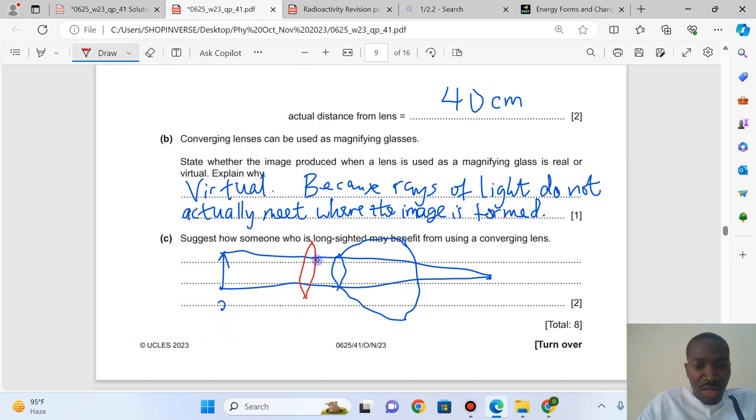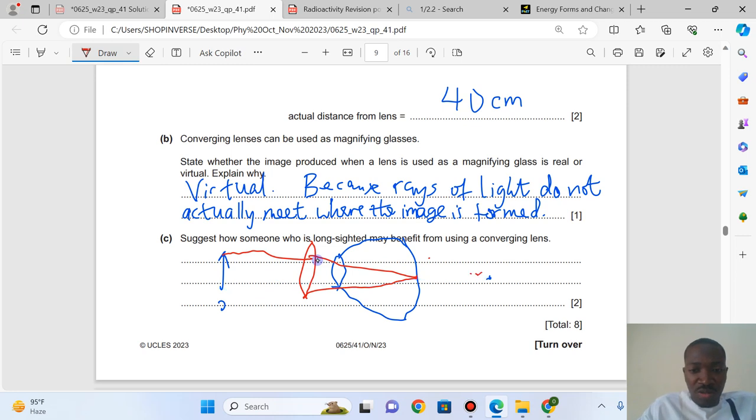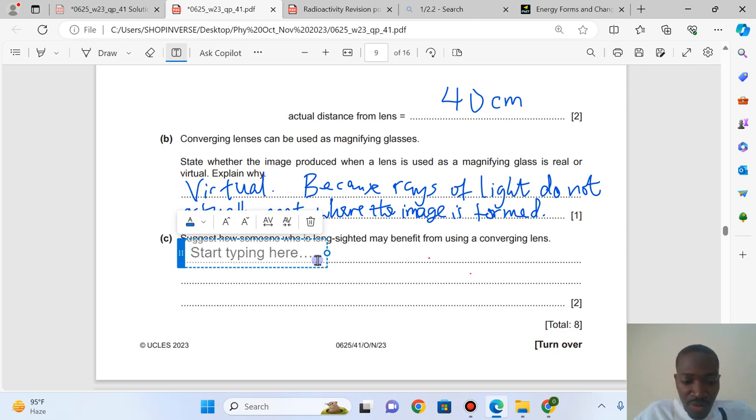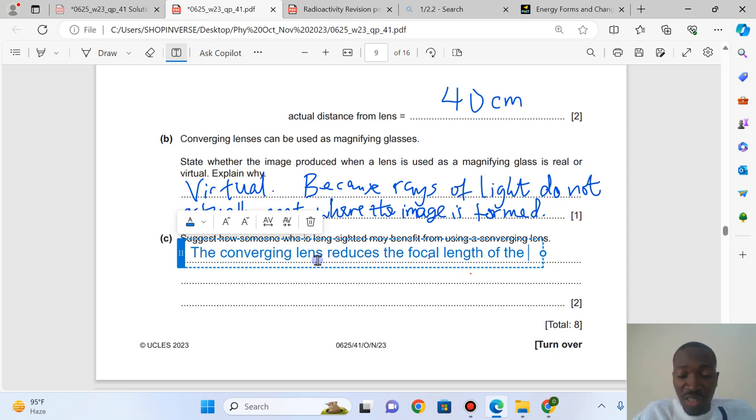So when you have a converging lens here, what will the lens do? Rays of light, once they strike the lens, would reduce the focal length of the combination, and the image will eventually be captured on the retina. So that's what the lens does. The blue one will no longer be the case, with the lens. So that is what the converging lens does. It's a 2-mark question, so you should have 2 valid points. What would the converging lens do? The converging lens reduces the focal length of the eyes, the focal length of the combination of the two lenses, of the entire combination of lenses.